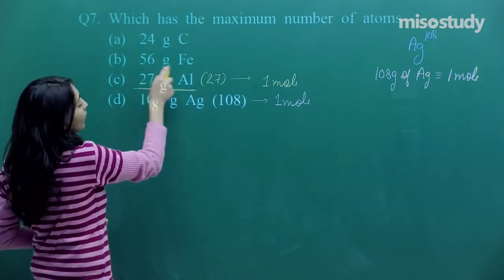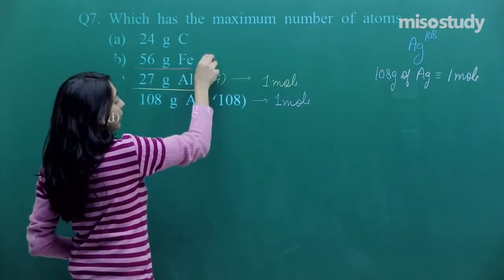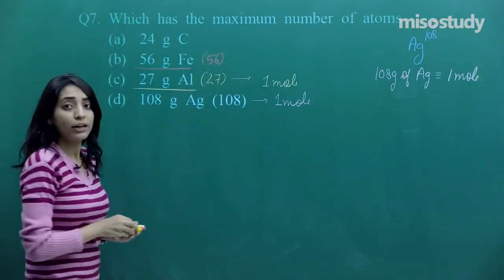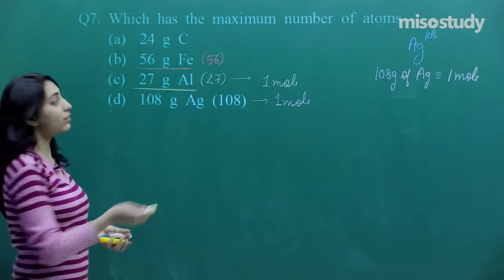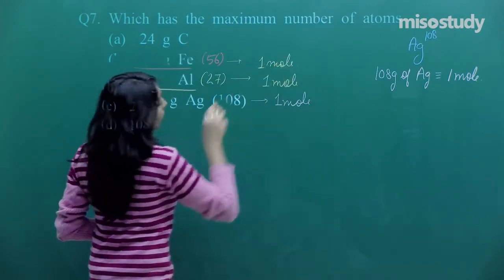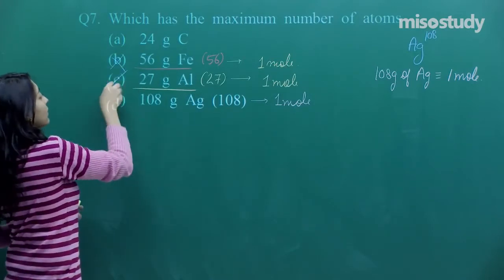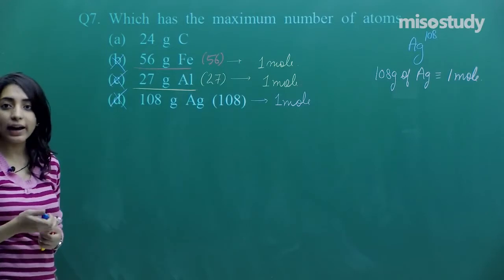Next is 56 grams of iron. We just did in the previous question. The atomic mass of iron is again 56. So 56 gram per mole, that means 56 gram is equivalent to 1 mole. So all the three are having the same numbers. For sure, this cannot be the answer, right?